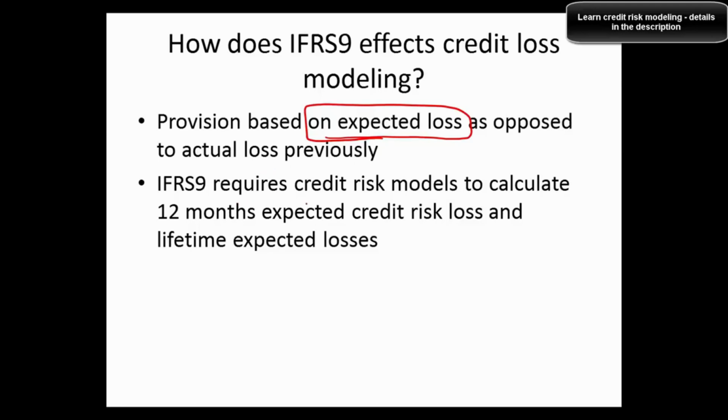So IFRS 9 requires the credit risk models to calculate 12-month expected credit loss, and this is important, and lifetime expected credit losses. So how does that affect the credit risk modeling? We will discuss that in another question. But this is at a much broader level: expected loss is coming into picture instead of the actual loss that used to happen before implementation of IFRS 9.